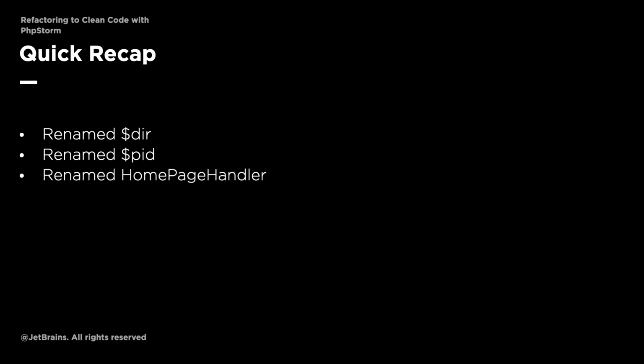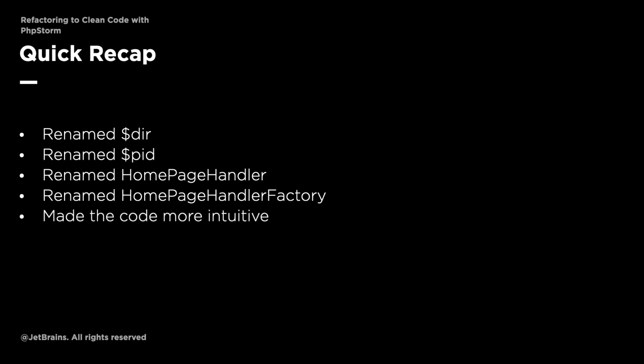For the first hands-on video in the series, that seems like a good place to stop. So let's quickly recap what we've done. We've renamed DIR to PARCEL_DATA_FILE_DIR. We've renamed PID to PARCEL_ID. We've renamed HomePageHandler to ParcelTrackerHandler, and we've renamed HomePageHandlerFactory to ParcelTrackerHandlerFactory. In doing all these things, we've made the code more intuitive and also made it much clearer in its intent.